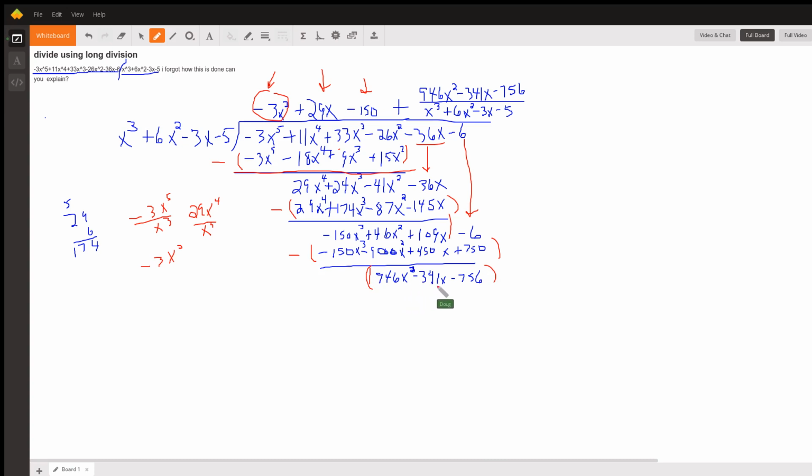946x squared minus 341x minus 756. This x cubed no longer goes into x squared. That's why we say this is the remainder. And we can say plus the remainder over the divisor.